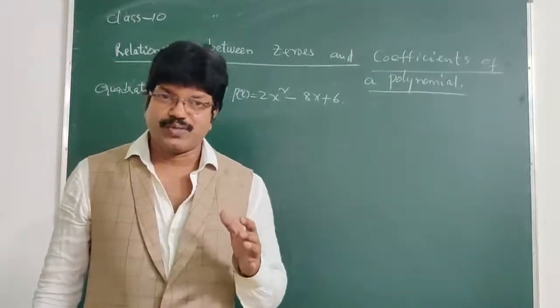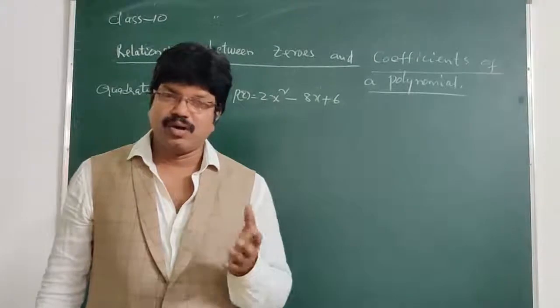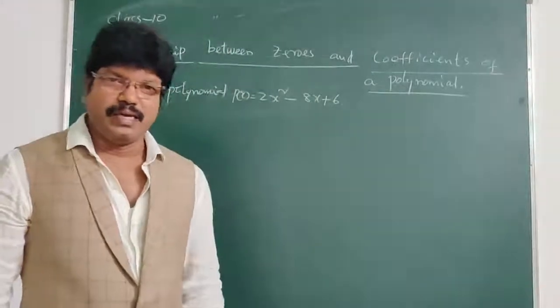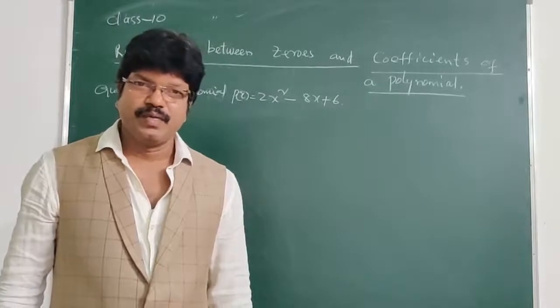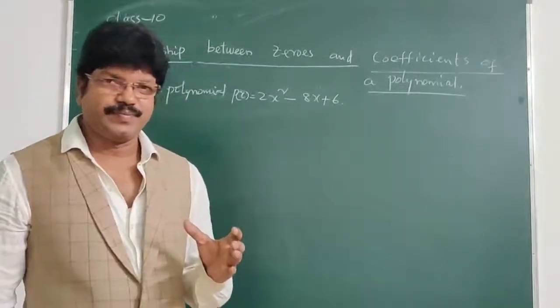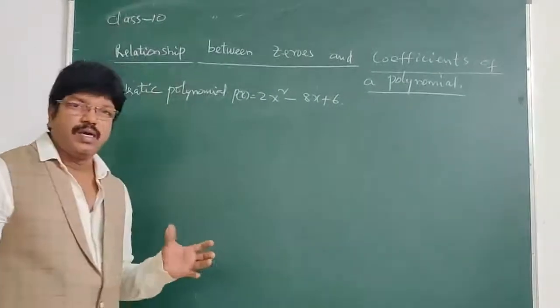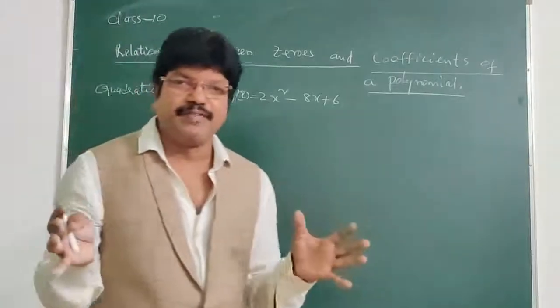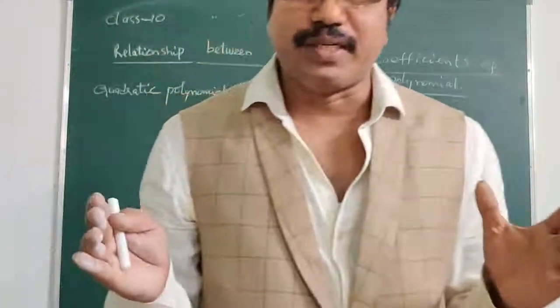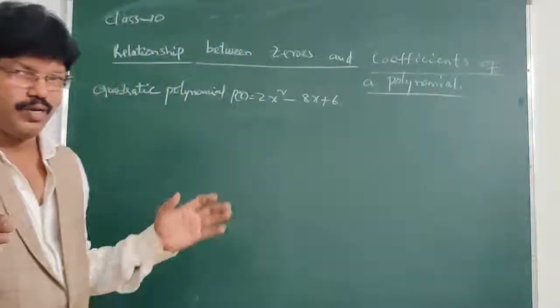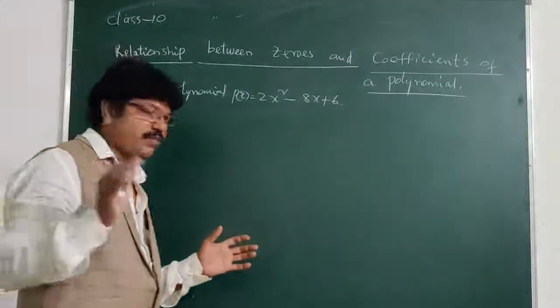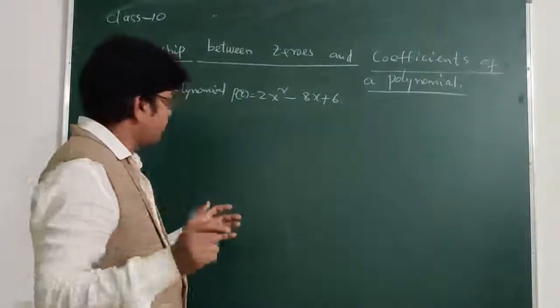What are zeros? You have known in the earlier exercise how to find zeros. And what are coefficients? And what is the relationship between zeros and coefficients? I am going to explain. Observe very closely and concentrate.